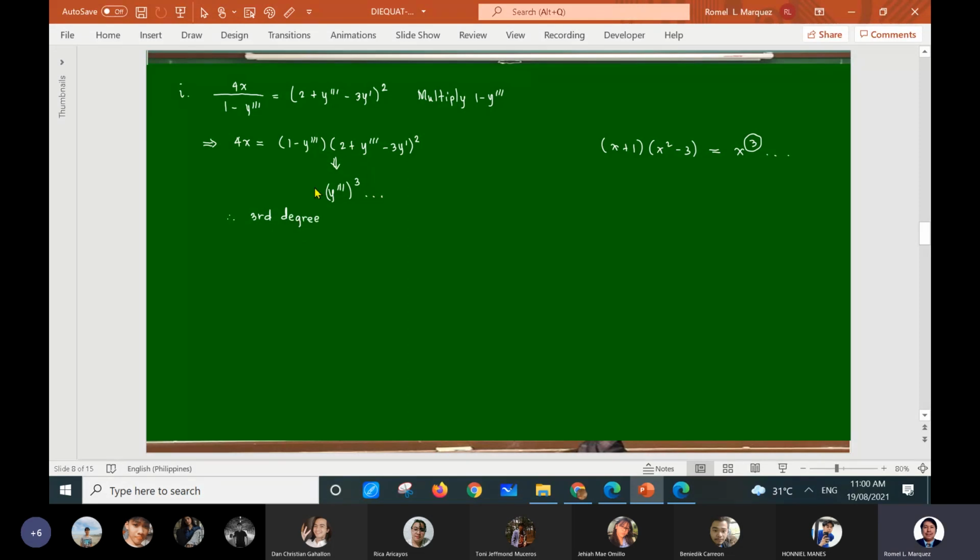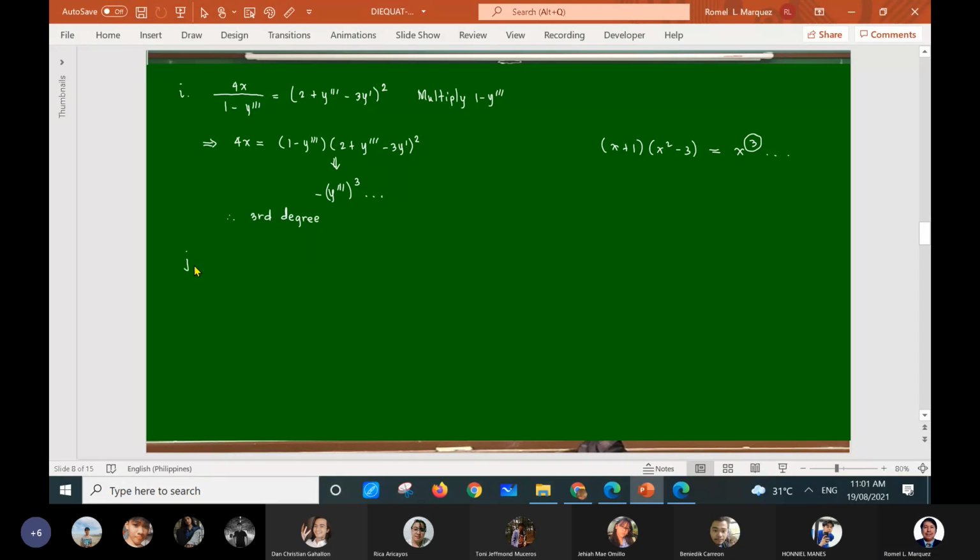So, taking or giving the degree is a bit tricky, no? It's not that easy compared with getting the order. By order, you just look at the highest derivative. But here, in determining the degree, you have to first get the highest derivative and then look at the highest exponent of that highest derivative. Okay? What about this?